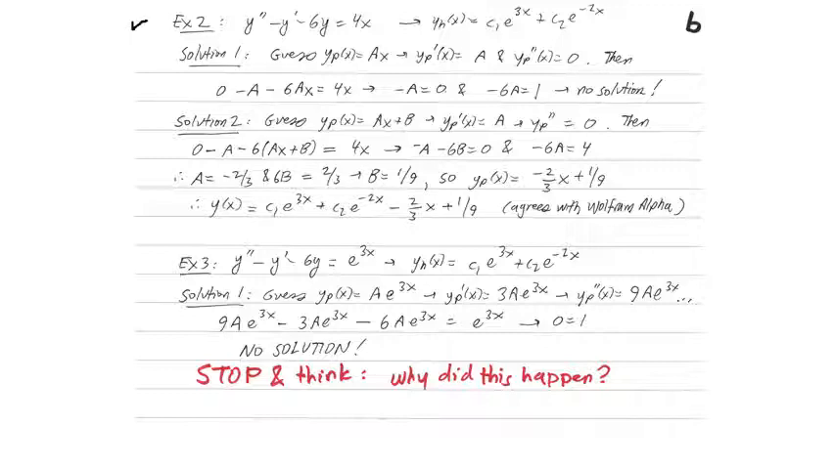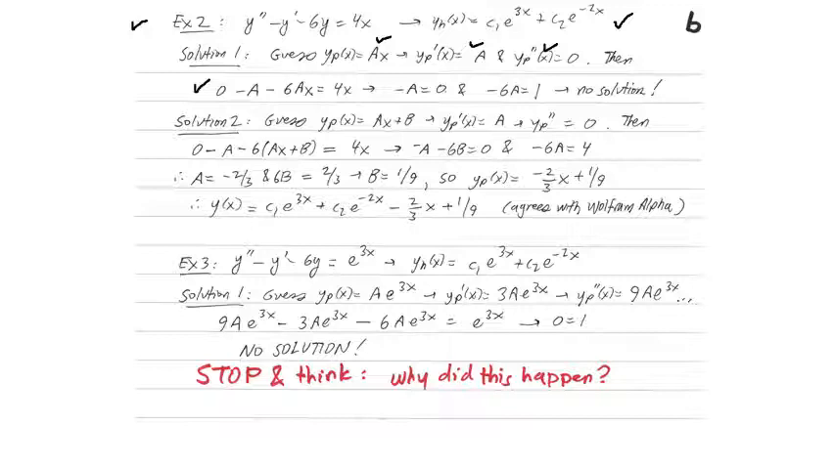So this is the problem that we posed on the previous slide. This is the homogeneous part, which we found in example 1. Based on the given right-hand side, our first attempt might be to try something like this, a times x. If we use that for our guess, that would give us a for the first derivative and 0 for the second derivative. And if we take those expressions and plug into our differential equation, we get 0 minus a minus 6ax equals 4x.